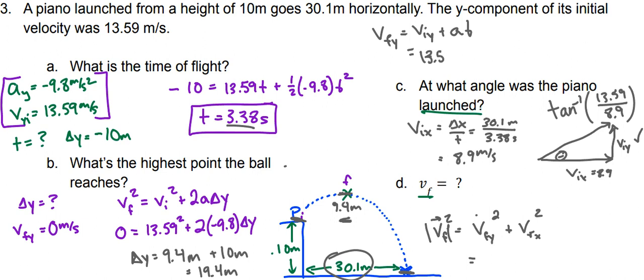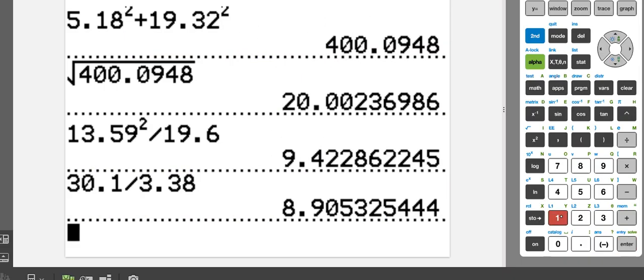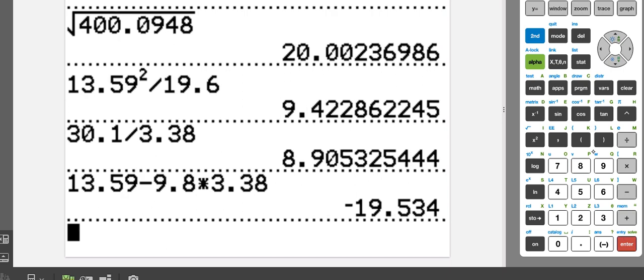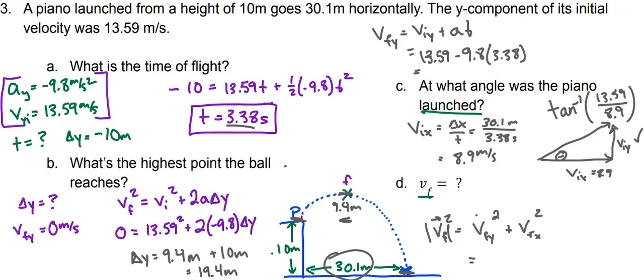As I'm calculating this, just realize that once you've got one thing, it's not very hard to find the rest of them. And so I can pretty quickly find this: 13.59 minus 9.8 times 3. Negative 19.53. So that's what I'm going to put here, negative 19.53 squared plus 8.9 squared is equal to the final velocity squared.